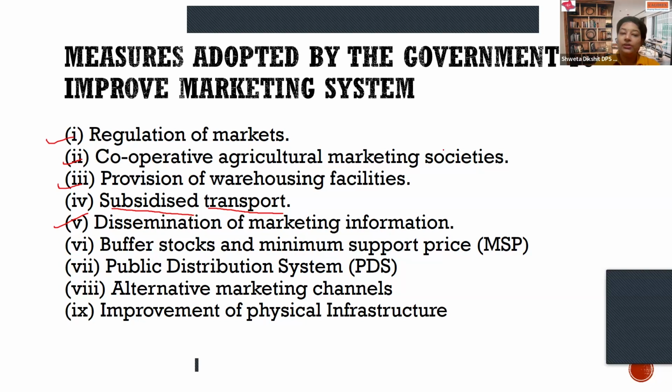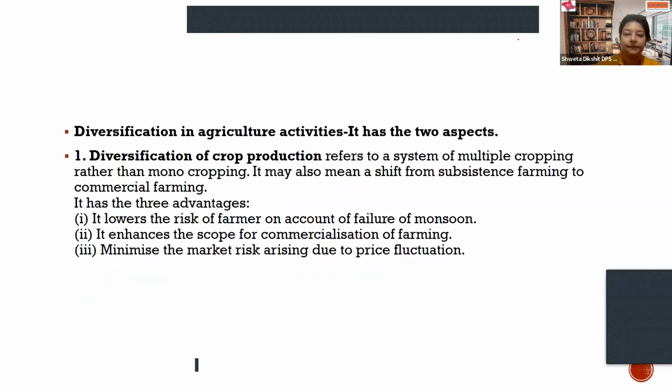There is also a distribution system to avoid unnecessary storage and also to solve the problem of food insecurity. The government of India has also ensured PDS in it.